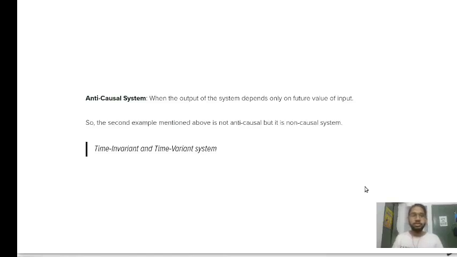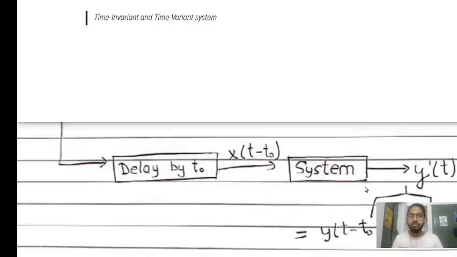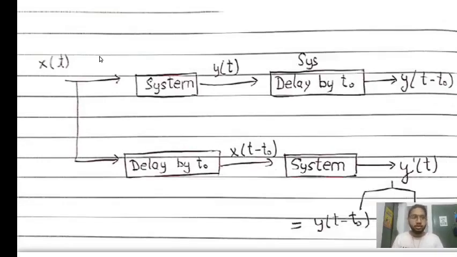So our next topic is time invariant and time variant systems. We have to check the variance of our system. So let's take an example. Our input signal is x of t. We are feeding our input signal to the system, which is represented by this block. We have to check whether the system is time invariant or time variant. The system gives the output y of t, and we pass this through a block which delays the signal by t naught. That gives y of t minus t naught.